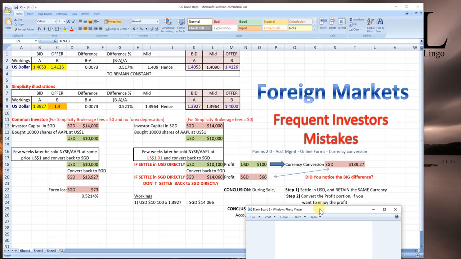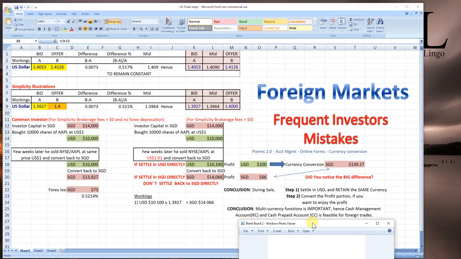So from here we have a second conclusion: the multi-currency function is very important when you buy foreign shares. In Philip, the cash management account and the cash prepare account are relevant here. Avoid using the cash trading account to buy foreign shares, because you get converted to Sing dollars directly, as the cash trading account does not hold cash. So here we have identified a very deadly mistake, a very big mistake made by investors when they convert directly back to Sing. This is what I'm going to highlight.